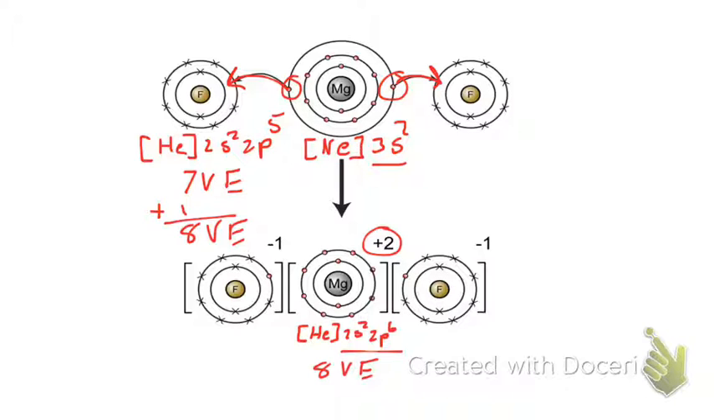Fluorine, on the other hand, is going to gain an electron, so it's going to have a new electron configuration of helium and then essentially 2s2, 2p6. And so now that's going to complete fluorine's outer shell with 8 valence electrons. And you're going to see the same thing with the other one. It's going to have a full 8 valence electrons as well.